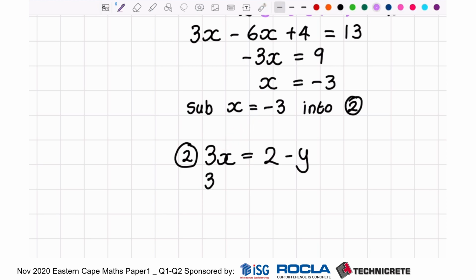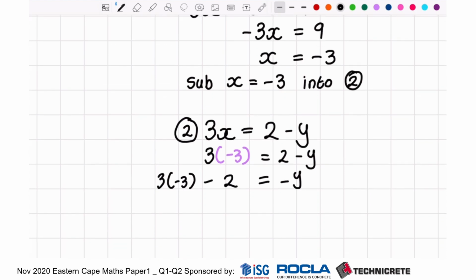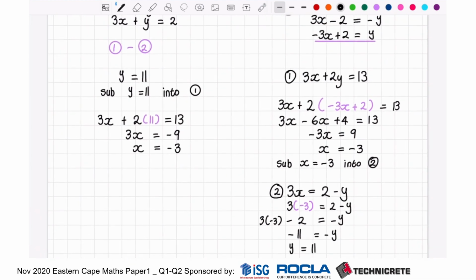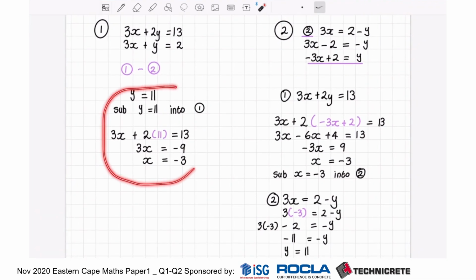So I'll have 3 times negative 3 is equal to 2 minus y. And I'm going to take everything that isn't y to one side, and I'm going to keep the y on its own. So I have negative y on this side, and the 2 has gone over to the other side and become minus 2. So 3 times negative 3 minus 2. And when I solve that, I have minus 9 minus 2, which is minus 11, is equal to minus y. And remember that I just want y and not negative y. Then I've got that y is equal to positive 11, which is exactly the same as what we got on the other side.